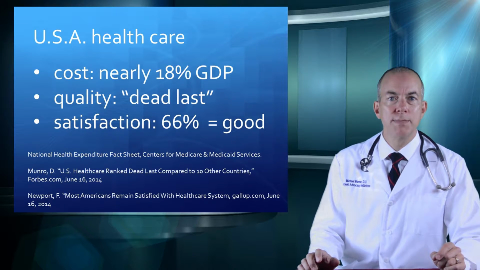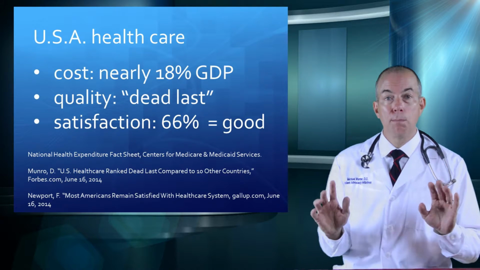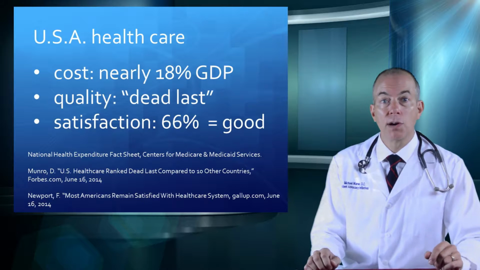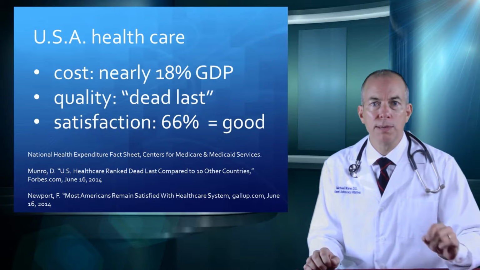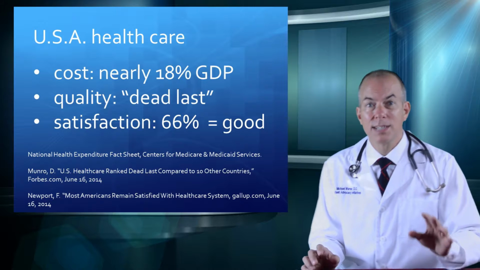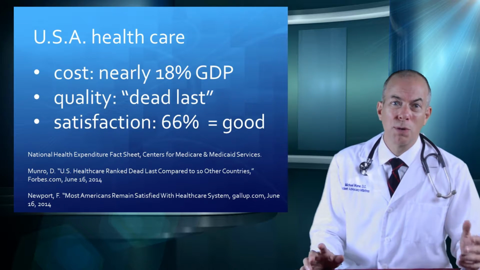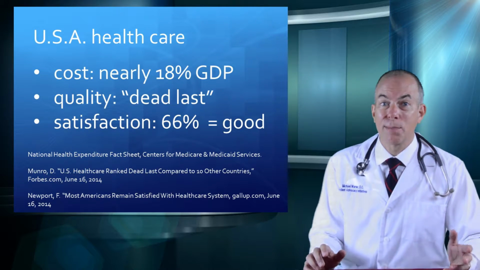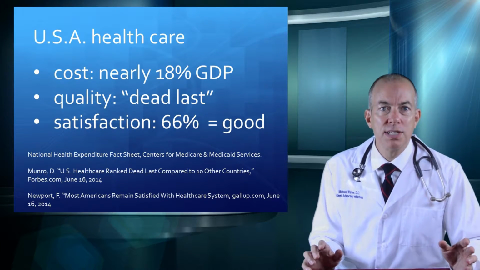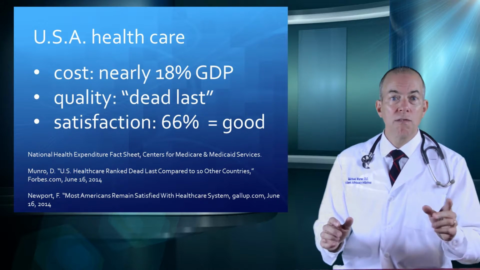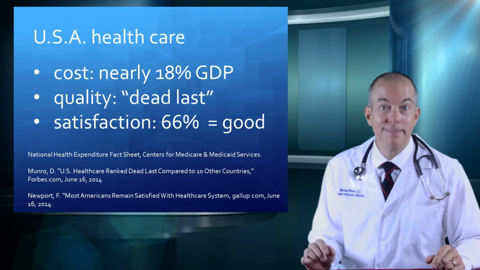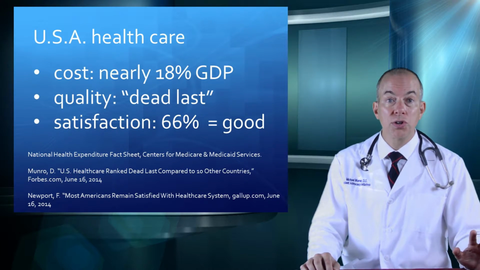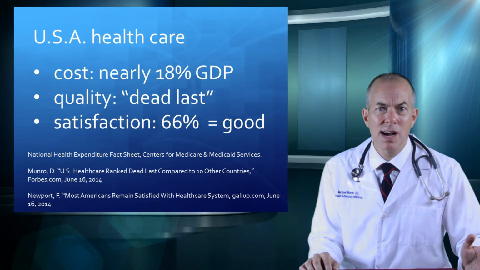Sadly, our healthcare system is already in big trouble. We spend more money on healthcare than any other country on the planet. At nearly 18% of our gross domestic product, we spend proportionally more than any other country in the world, aside from Liberia and Sierra Leone, which are both struggling to fight Ebola. In regard to quality, we rank poorly. When compared to 10 other countries on a long list of quality measures, we rank, as Dan Monroe of Forbes magazine wrote, dead last. With regards to satisfaction, 66 is considered good enough. We can't afford to mess around.